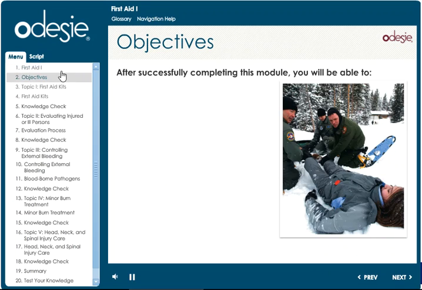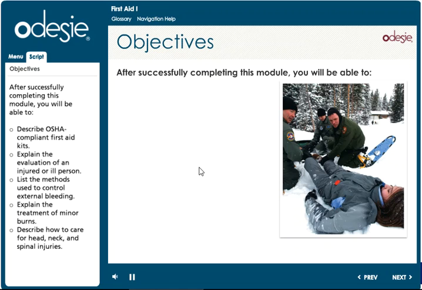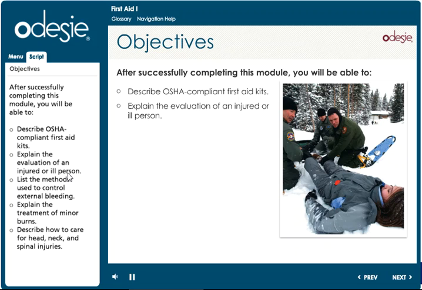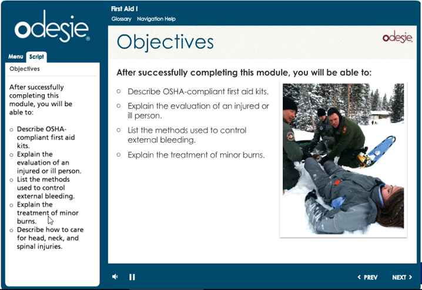After successfully completing this module, you will be able to describe OSHA-compliant first aid kits, explain the evaluation of an injured or ill person, list the methods used to control external bleeding, explain the treatment of minor burns, describe how to care for head, neck, and spinal injuries.